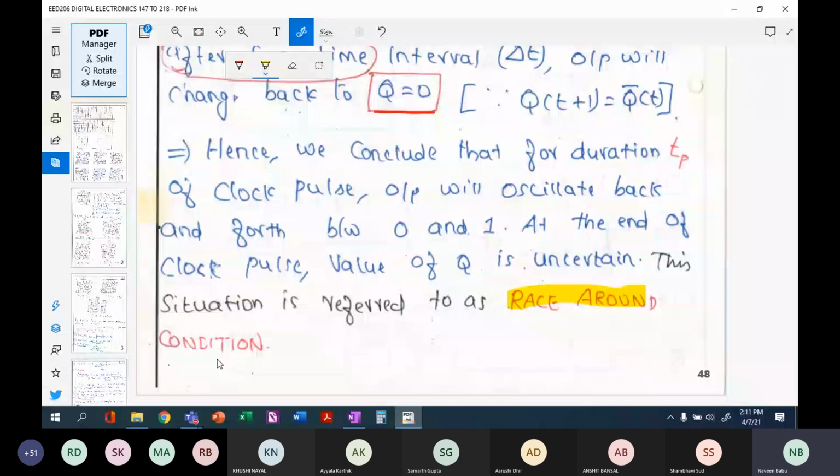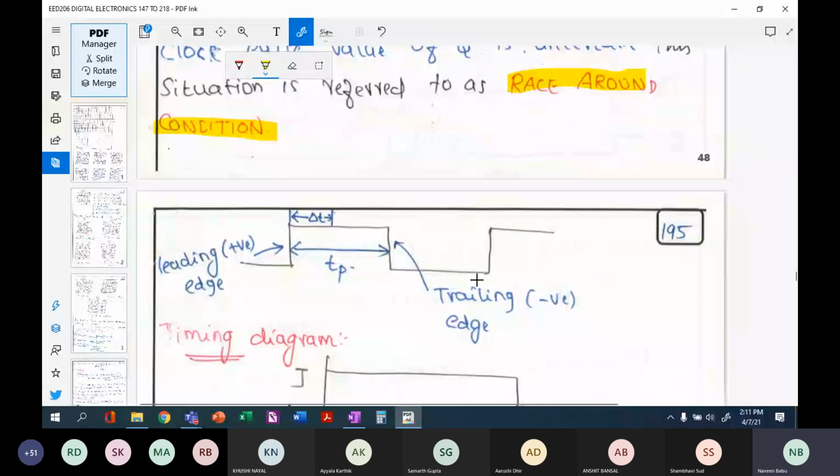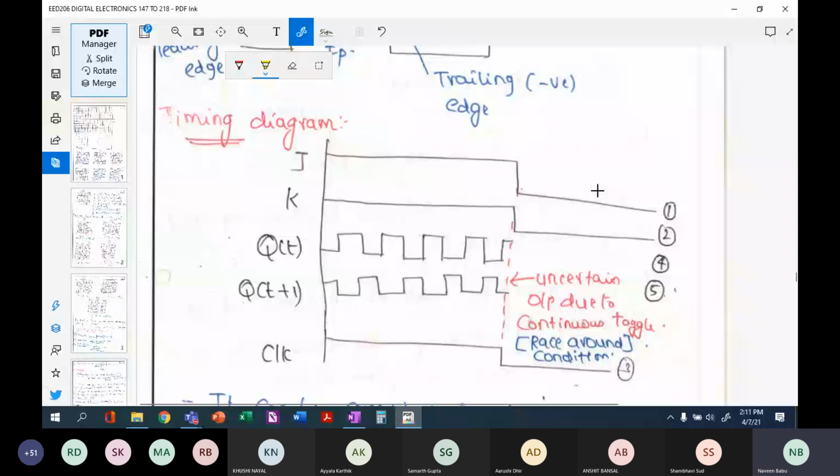Now, how do you avoid this? Maybe a better diagram with other inputs instead of preset and clear. You can see here that whenever J is 1 and K is 1, toggling will take place. When Q is 0, your next state will be 1. When Q is 1, your next state will be 0. So toggling will take place here.